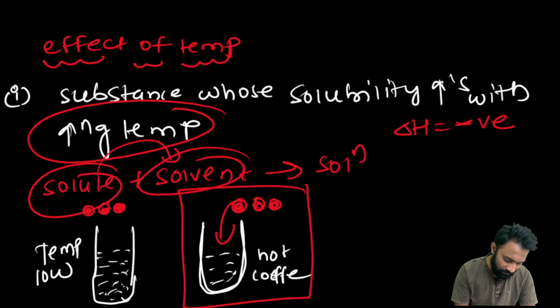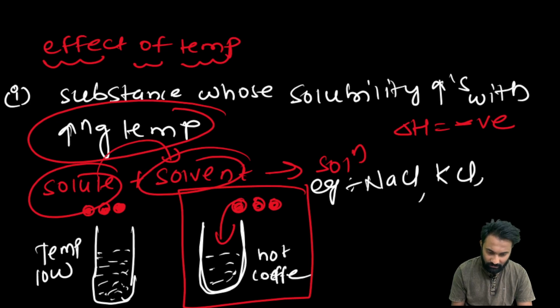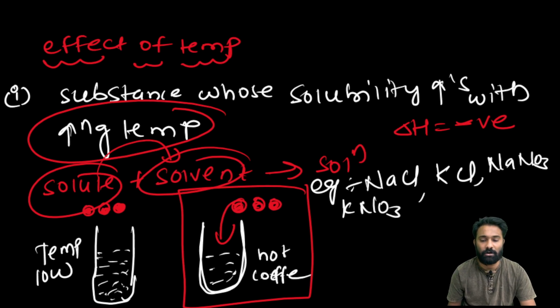Clear? Done? Examples, sir. Can you give me the examples? Okay, I will give you that. Those are NaCl, KCl, NaNO3, and KNO3. These are some ionic compounds whose solubility increases with increasing temperature. Clear?